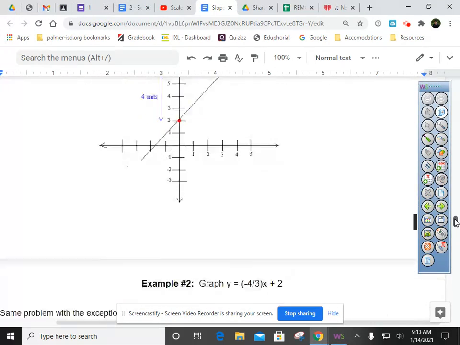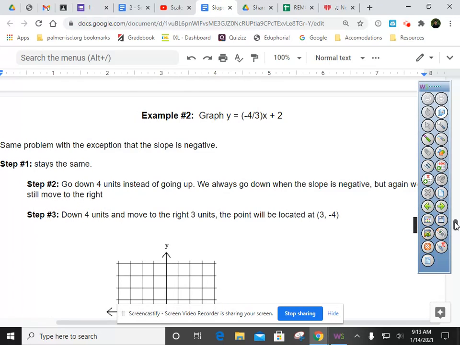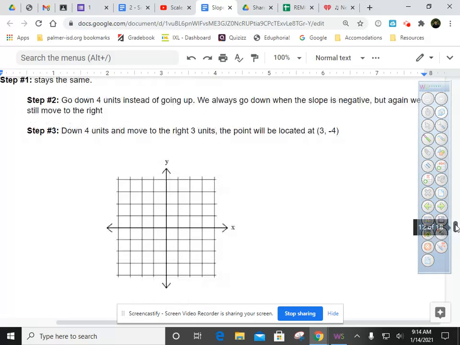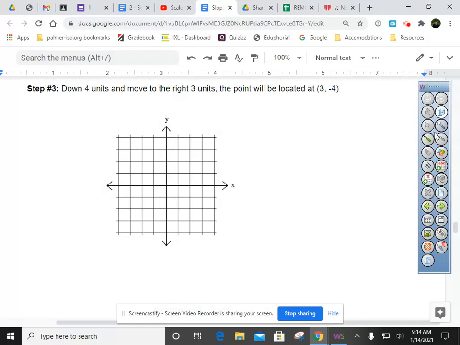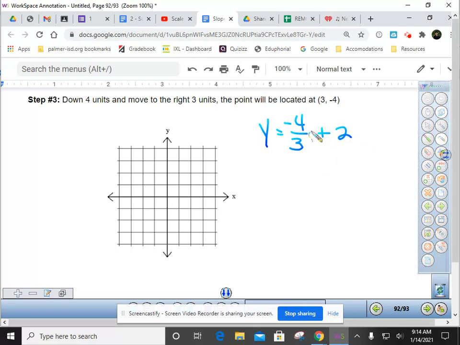We're going to turn all the way past this page. We're going to go to this next page, example 2. It says graph y equals -4/3 x plus 2. And we're just going to jump right in. I'm going to just rewrite it right here because it's easier. So we're about to graph this linear equation. This is called graphing linear equations. You're going to learn it today.